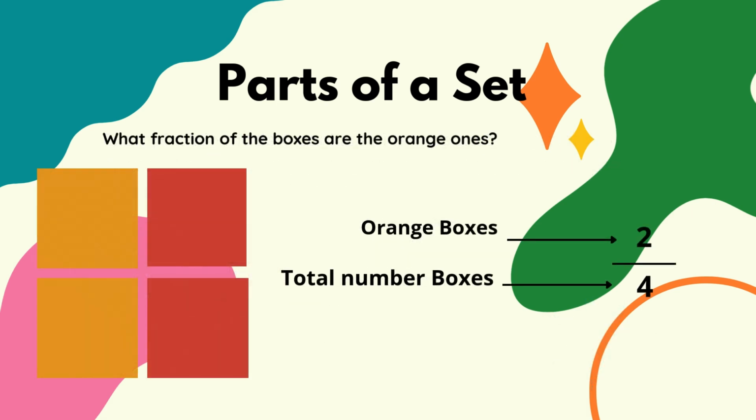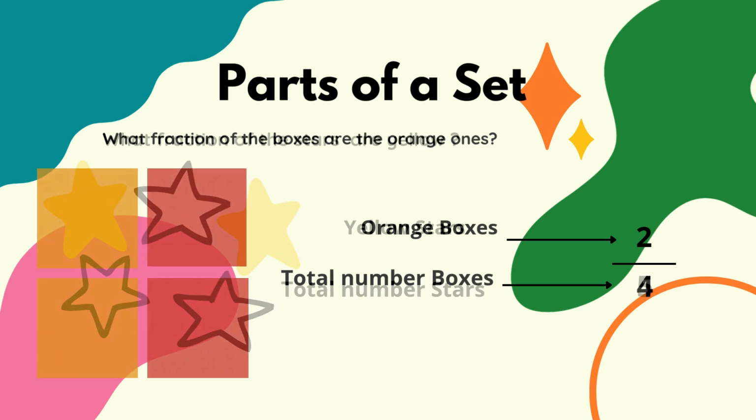What fractions of the boxes are orange ones? Okay, we have 2 orange boxes. However, the total number of boxes is 4. So 2 orange boxes out of the total number of boxes.